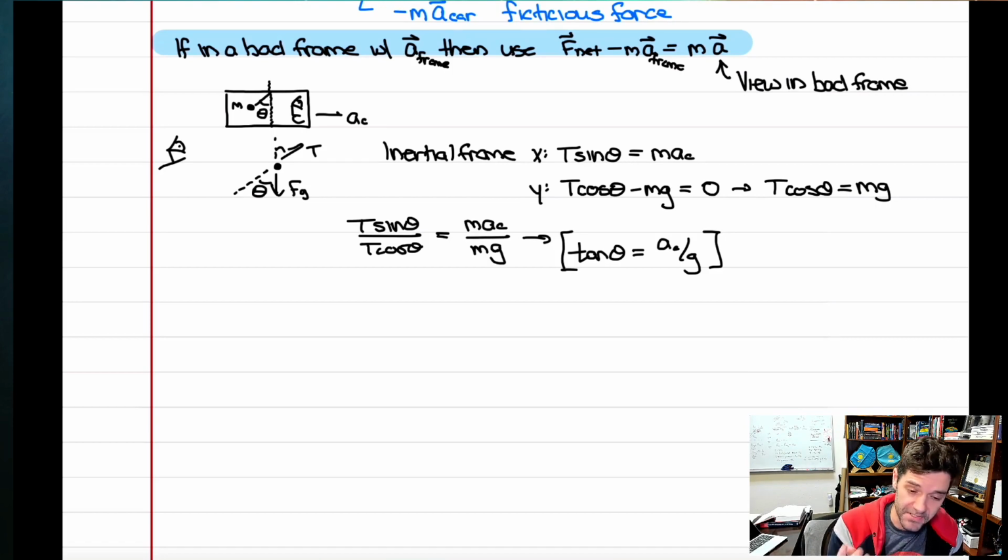You could ask yourself quickly, does that make sense? If the car were stopped, which means it's not accelerating or it's going at a constant speed, the right-hand side is 0. That suggests theta is 0. That makes sense. It's hanging vertically downward.